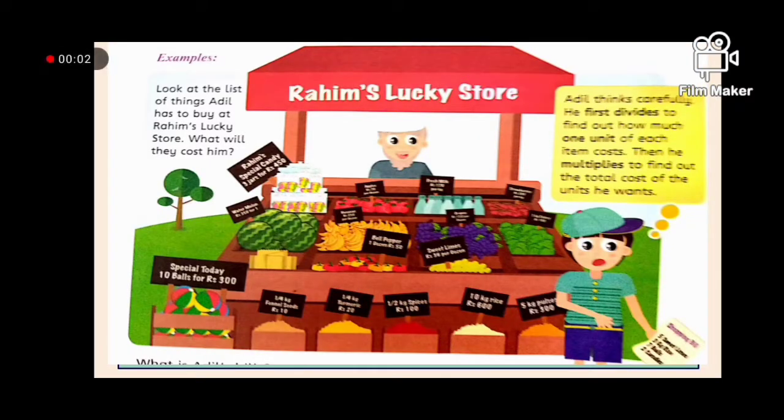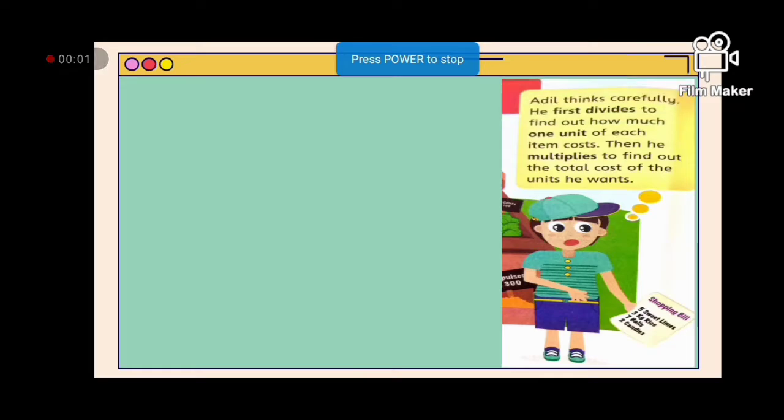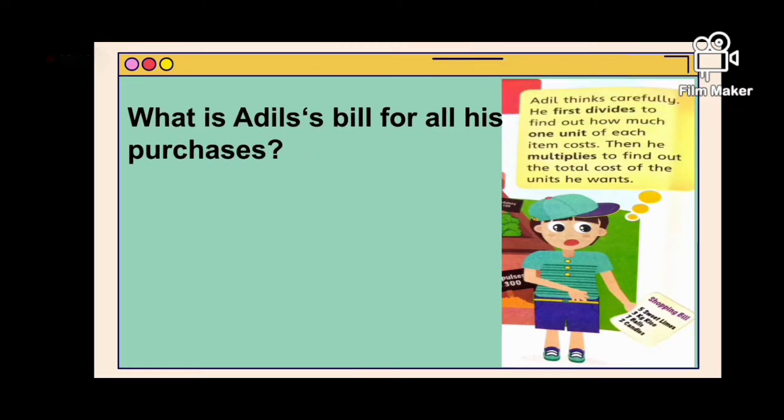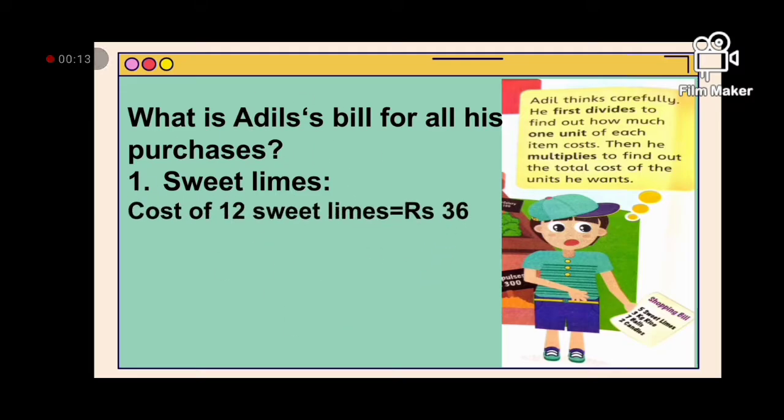Adil thinks carefully. He first divides to find out how much 1 unit of each item costs. Then he multiplies to find out the total cost of the units he wants. Now, what is Adil's bill for all his purchases? First, Adil purchased the sweet limes. He purchased 5 sweet limes. So first, the cost of 12 sweet limes is rupees 36.